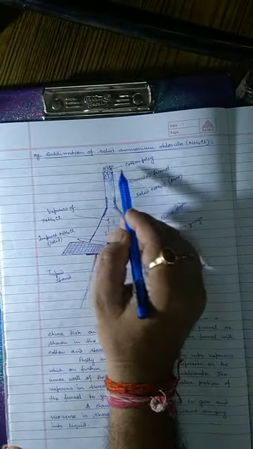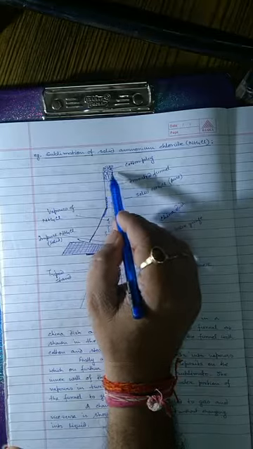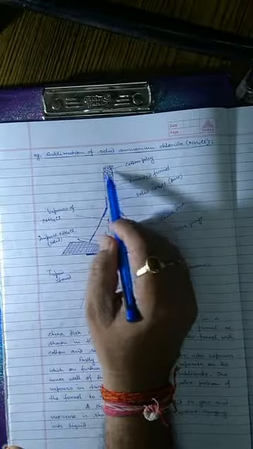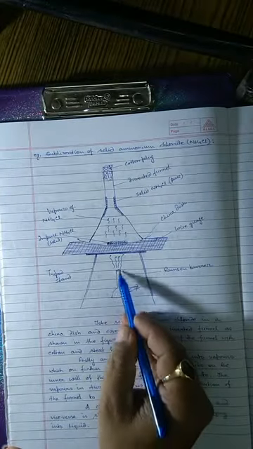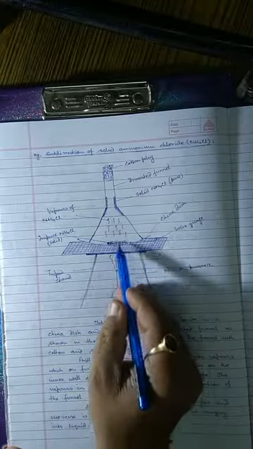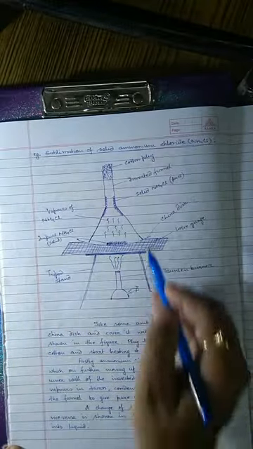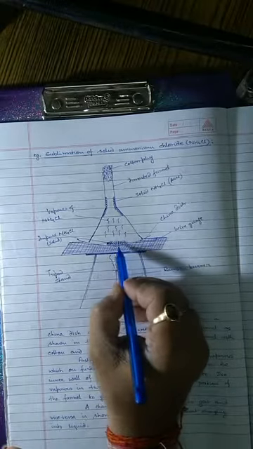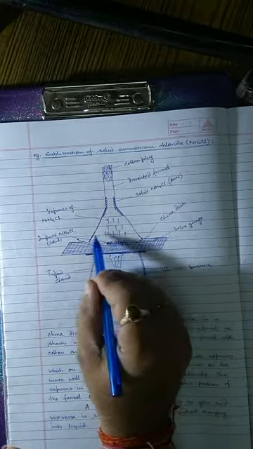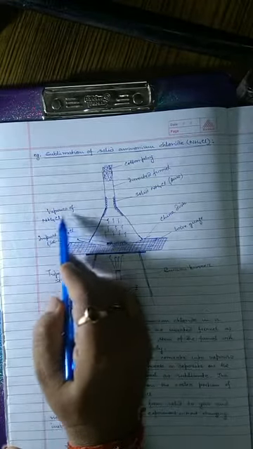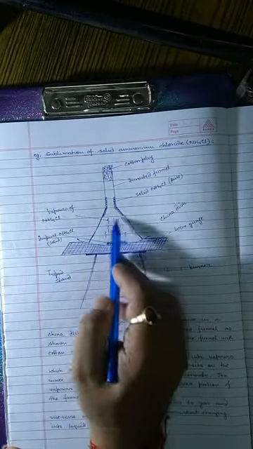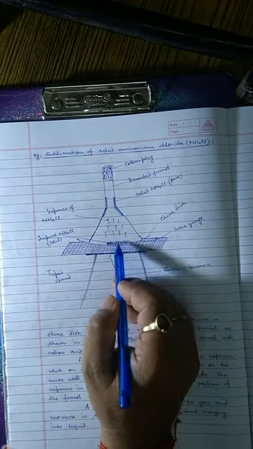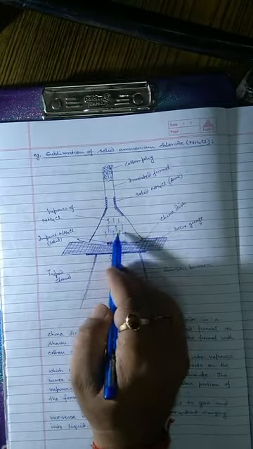Now we have closed the mouth of this funnel with the help of a cotton plug. With the help of a Bunsen burner, we start heating this solid ammonium chloride. What happens? We see that after some time, this solid ammonium chloride converts into vapors. We don't see that it is converting into liquid state, directly into vapor. Vapors of ammonium chloride are seen.